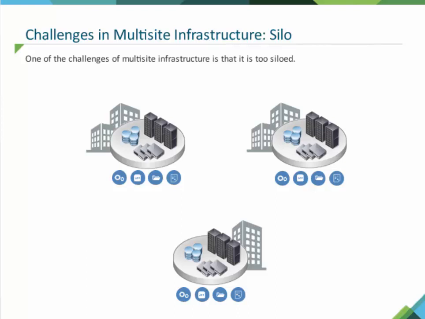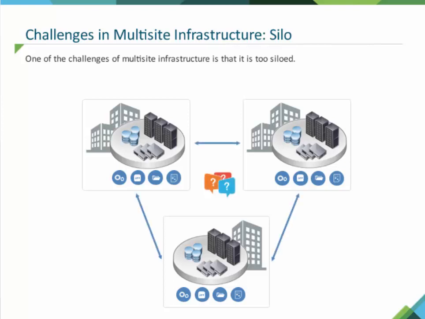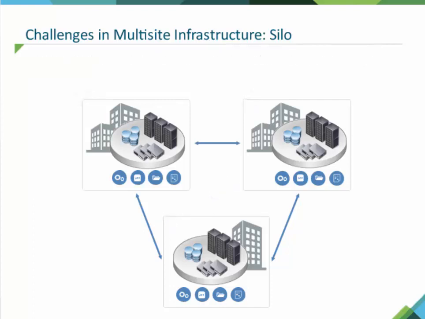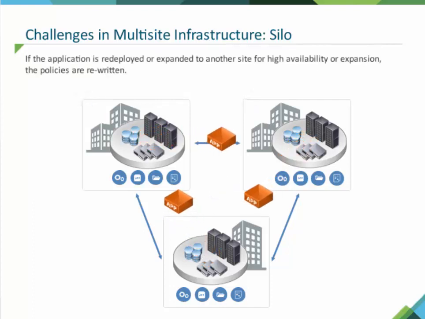Each site has its dedicated physical resources with application boundaries constrained within the site. Not only are application boundaries constrained, but even the cross-site connectivity is difficult to design and build. Very expensive networking technologies with dedicated hardware investments are put in place. Management and operations are siloed as well, which requires security policies to be restricted to a single site. If the application is redeployed or expanded to another site for high availability or expansion, the policies are rewritten.